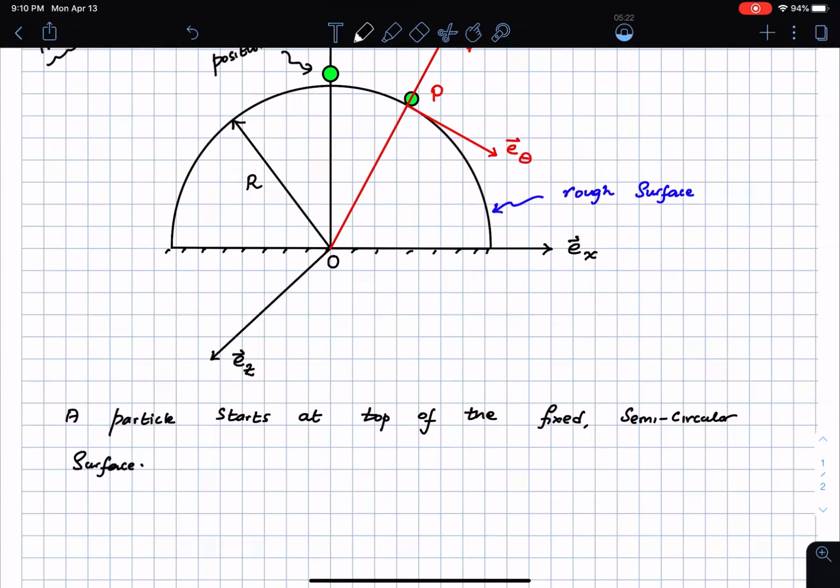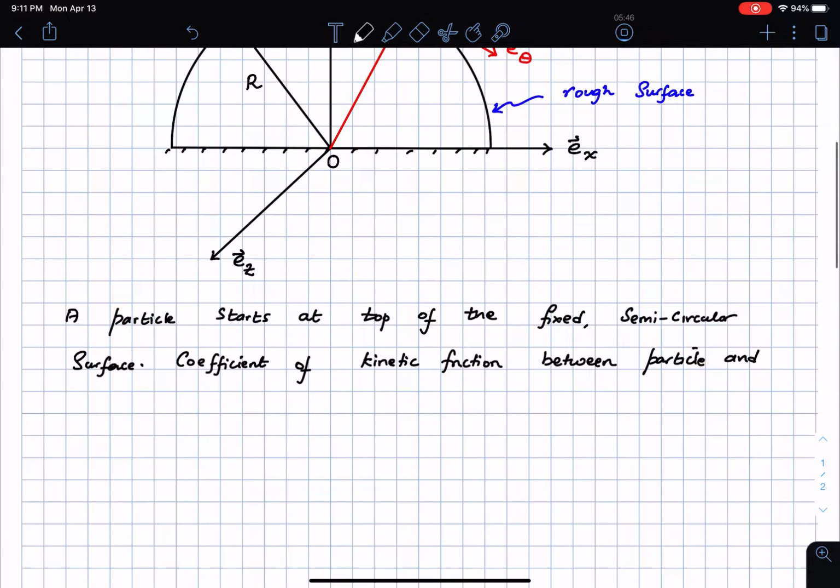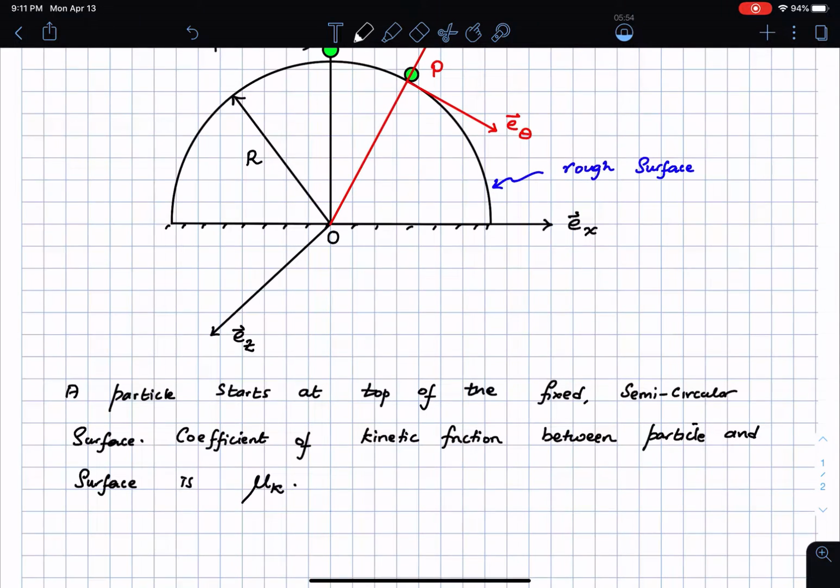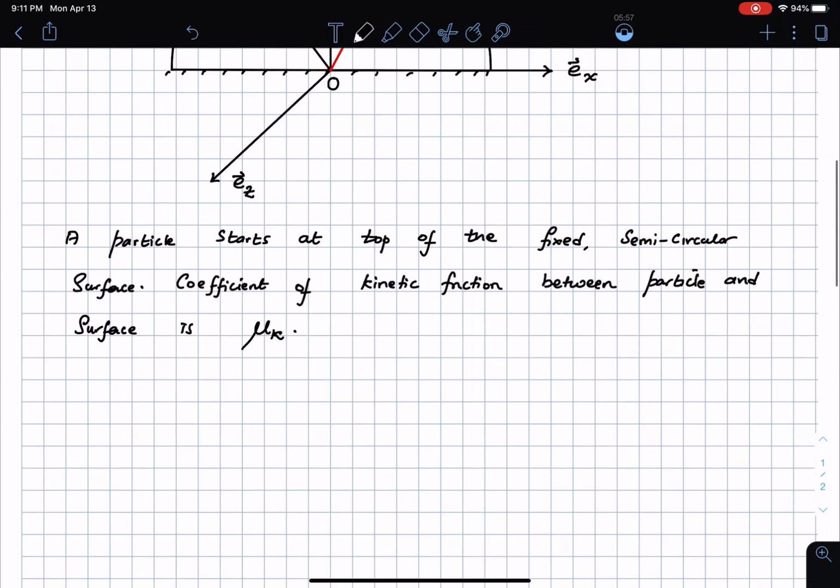And the coefficient of friction between the particle and the surface is mu k, the coefficient of kinetic friction. Mu k between the particle and the surface means that there is a non-conservative force that is acting. Then what are the things that we need to do? This is the statement of the problem.